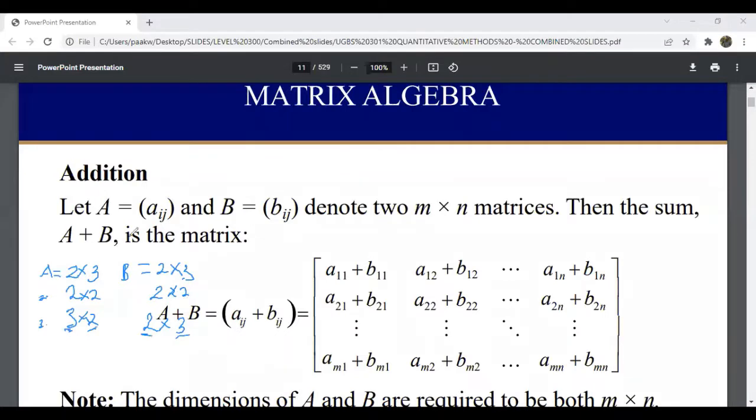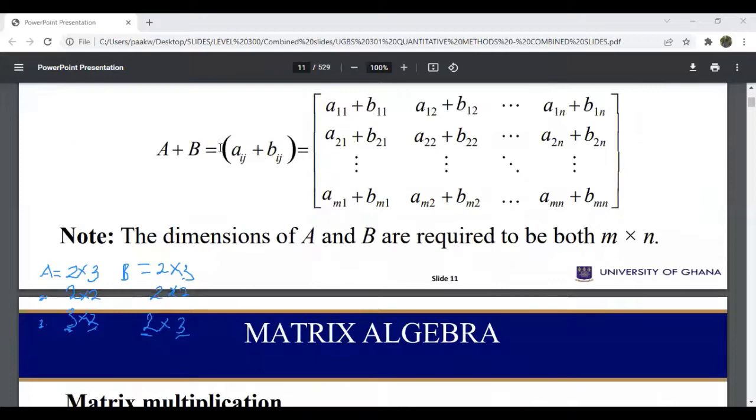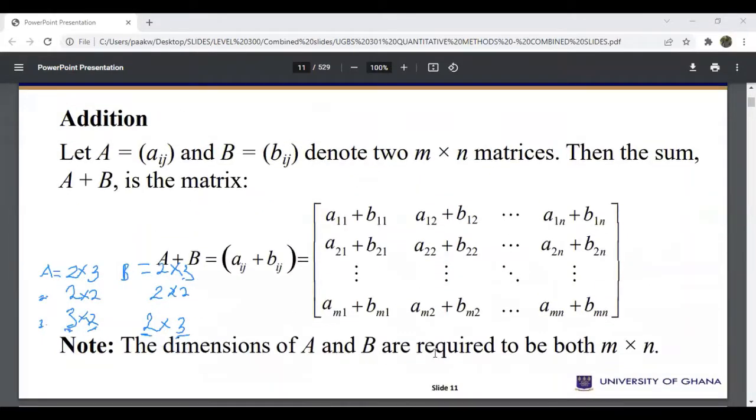So that's why they are saying let A and B denote two m by n matrices. Then the sum A plus B is the matrix. Note the dimensions of A and B are required to be both m by n. So that's what I've explained here. Their dimensions must be the same before you can perform the operation.